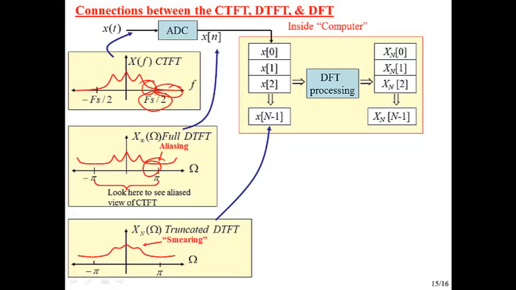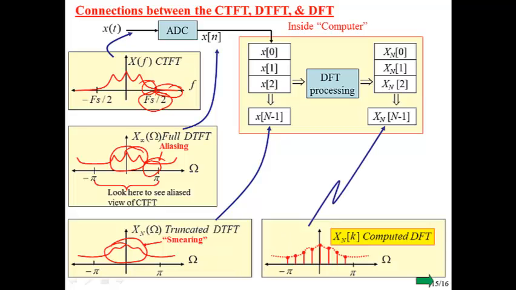Then we collect a finite amount of samples, and that causes some smearing. So these nice sharp peaks now are smeared out into duller peaks. And then finally we compute the DFT, and if we don't do any zero padding, we're only going to see a coarse grid of points there. If we do zero padding, we'll be able to see a finer grid of points there. But again, it doesn't get rid of the smearing.